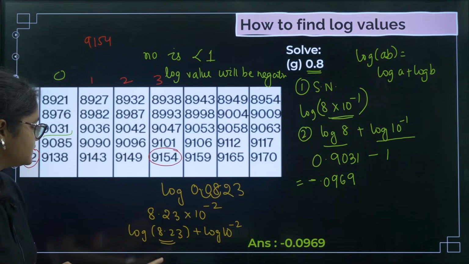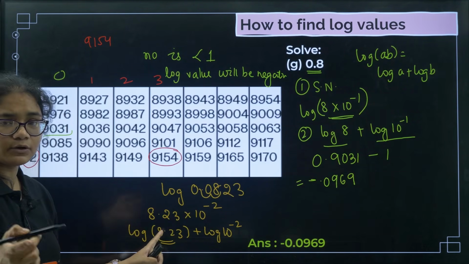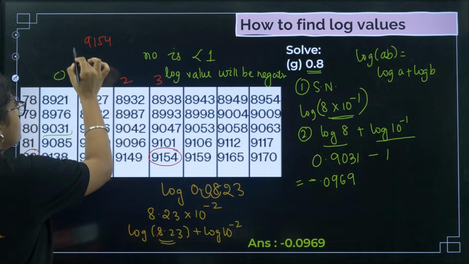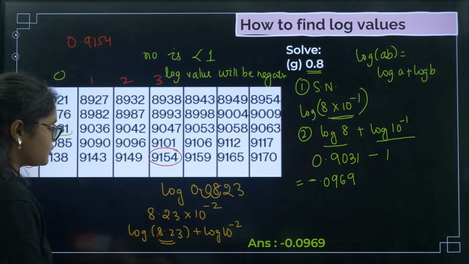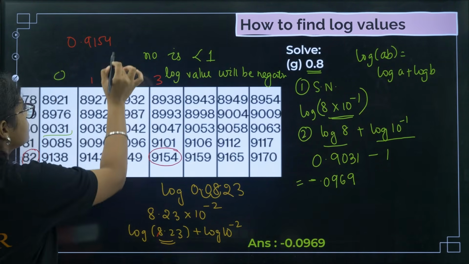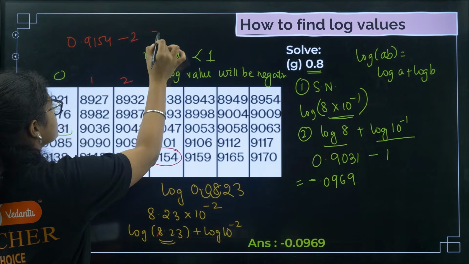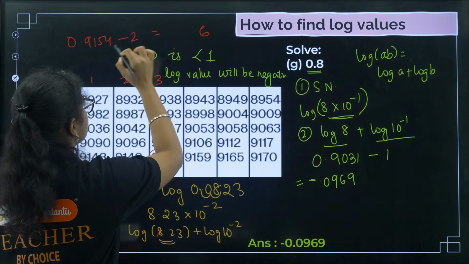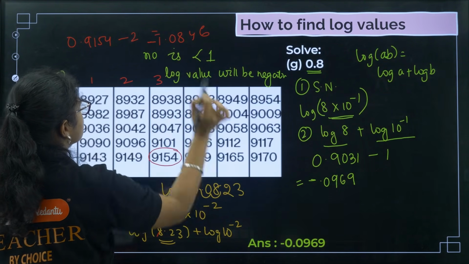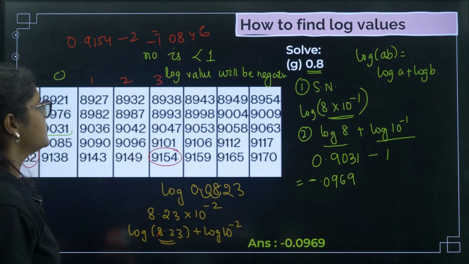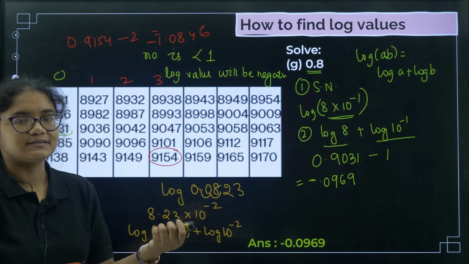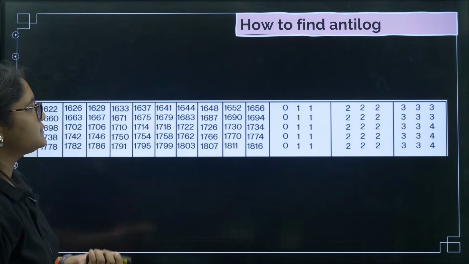Where to put the decimal? See, before, we need to consider only the numbers before the decimal. Before the decimal there is one number, so 1 minus 1 is 0. So I need to put 0.9154. Okay, so how much is log 8.23? 0.9154. Log of 10 to the power of minus 2 is minus 2, right? Now you need to solve this. So we'll get 10 minus 4 is 6, 9 minus 5 is 4, 9 minus 1 is 8, 9 minus 0, then I'll get minus 1.0846. Okay, minus 1.0846. Clear? So that is how you can find it for numbers less than 1. Okay, fine. Let us now go for antilog.